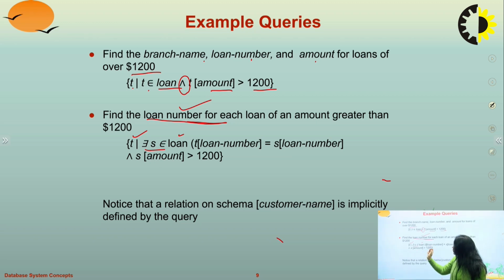Now how will we establish the relationship between this T and S? So T dot loan number, we represent here T in bracket loan number. It means the loan number in the tuple T will be equal to the loan number in subtuple S, and we require one connector, and then S amount should be greater than 1200, right? So this way, to describe such a query, we require 2 tuple variables.